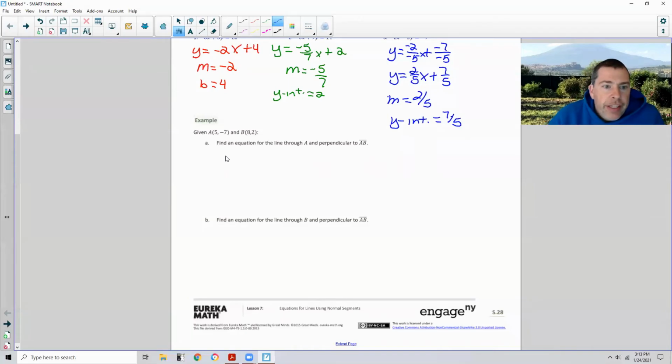Okay, now we're on to the example. Given point A is (5, -7), and B is (8, 2). Find an equation for the line through A and perpendicular to AB. Okay, well, we kind of did this in a prior lesson. Was it lesson 6? Well, what we're going to do is move this segment to the origin.